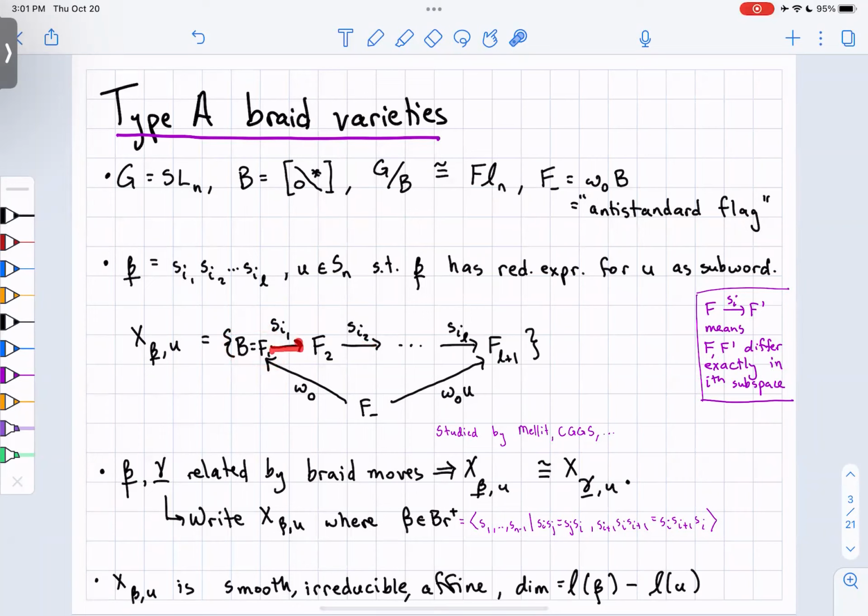So my first step of my walk has to be in direction SI1, the second step in direction SI2, etc., all the way up until I get to my last flag. So that's how the choice of beta underline plays in. Now, what does U do? U is going to constrain what my final flag in my walk can be.